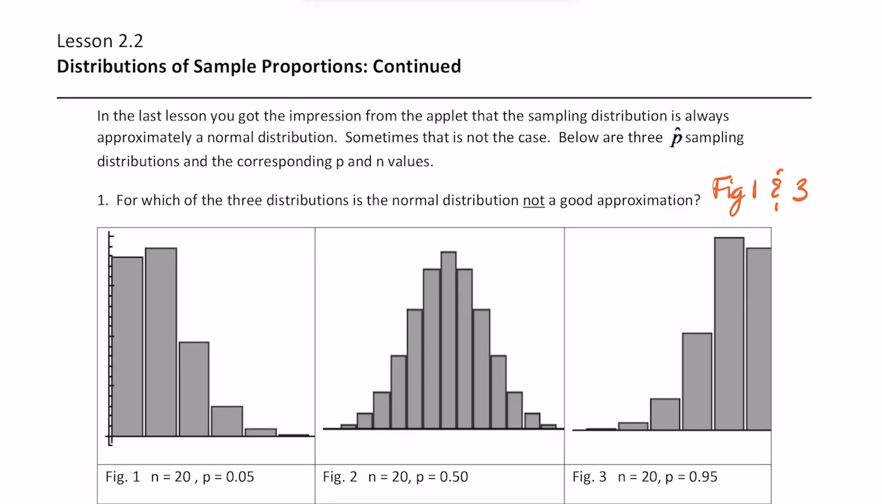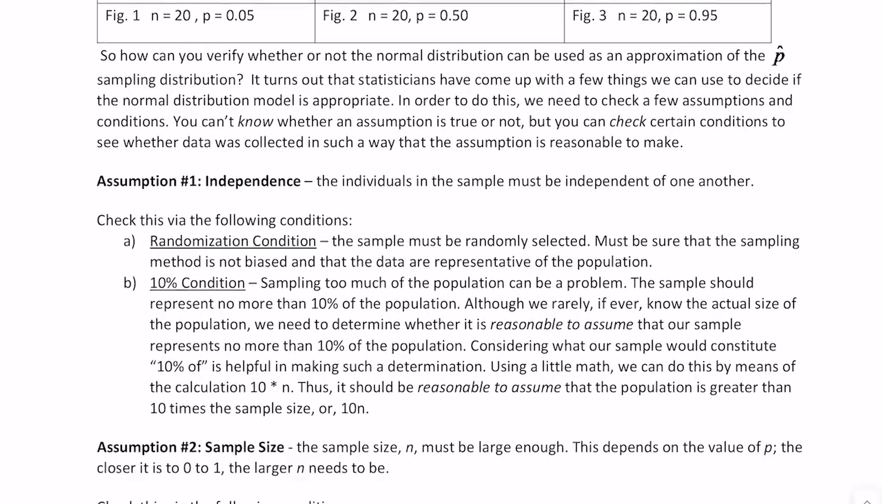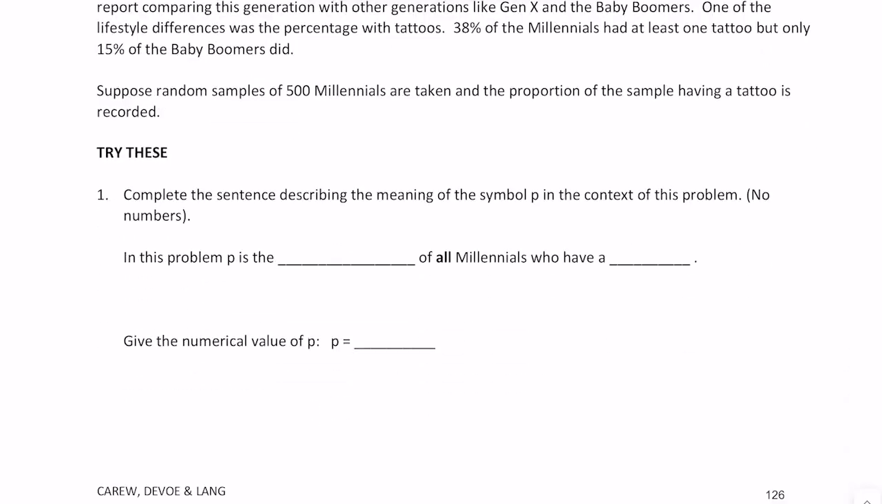However, when I check the second one, if I take 0.5 times 20, I get 10, and 10 is equal to itself. So the success failure condition does apply, and it would apply for figure 3 as well. The only things we don't know about these three figures is whether the samples were randomly chosen, and also what the population would be, because there's no context here, so we can't determine the 10% condition.